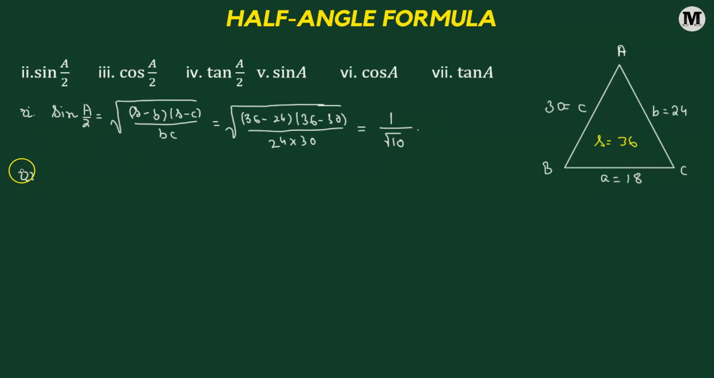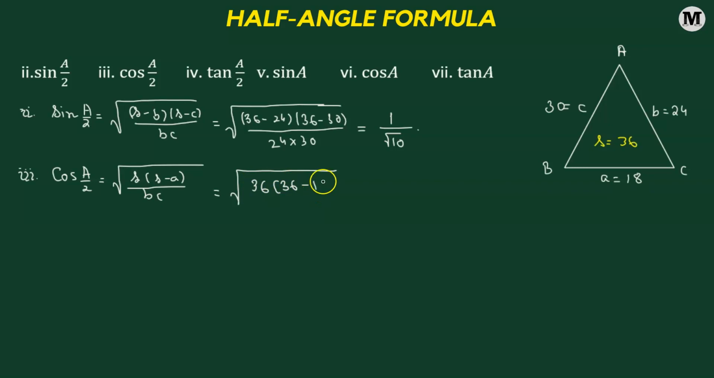Let's go to the third part of the problem. So here we need to find out cosine of angle A over 2. The cosine of A over 2 also has a standard formula, given by the square root of s multiplied by (s minus a), divided by bc. So this is going to be equal to, we'll take the square root. Underneath the square root, we'll start with the semi-perimeter, so that's 36. Multiplied to it will be 36 minus a, so that's 18. Divided by 24 into 30. So this should give us a value 3 over square root of 10.